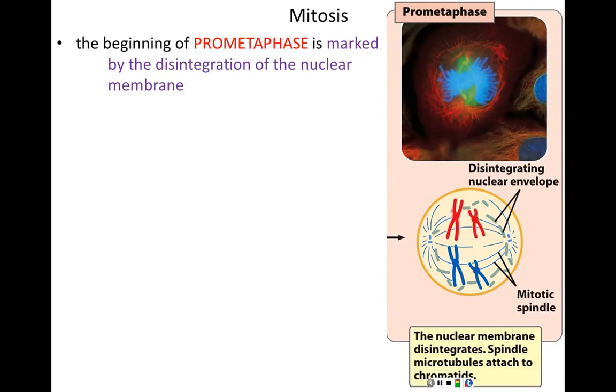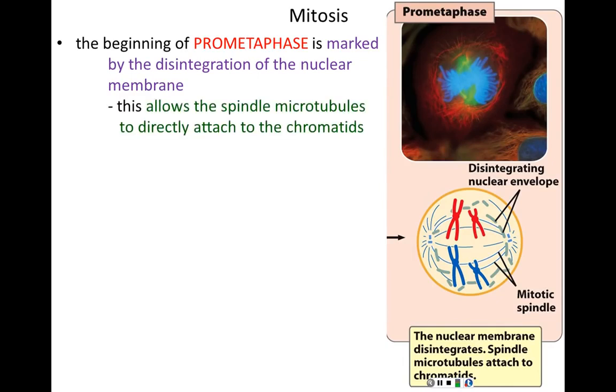It disintegrates. How does it dissolve? I'll tell you next semester in cell and molecular biology. For the purposes of genetics, just know that it dissolves. What was the nuclear envelope doing? Well, the centrosomes are in the cytoplasm. The microtubules, the mitotic spindles, formed in the cytoplasm.